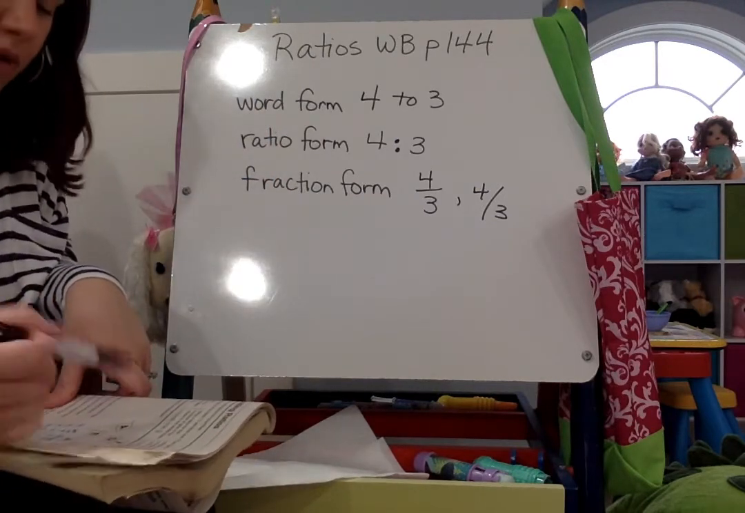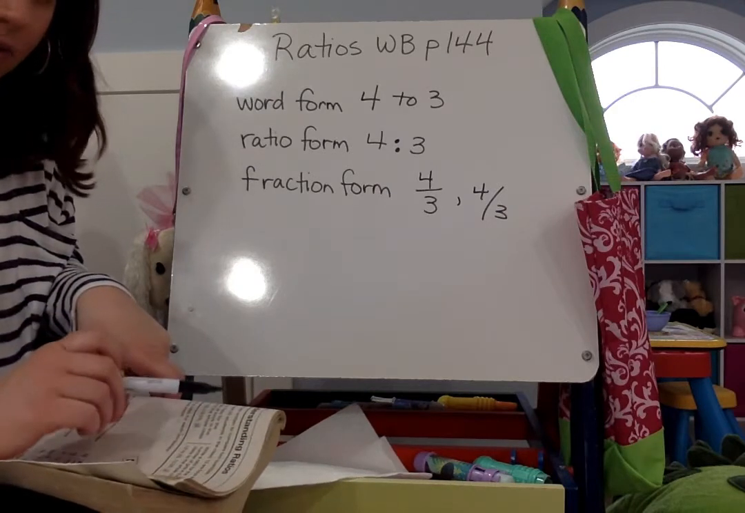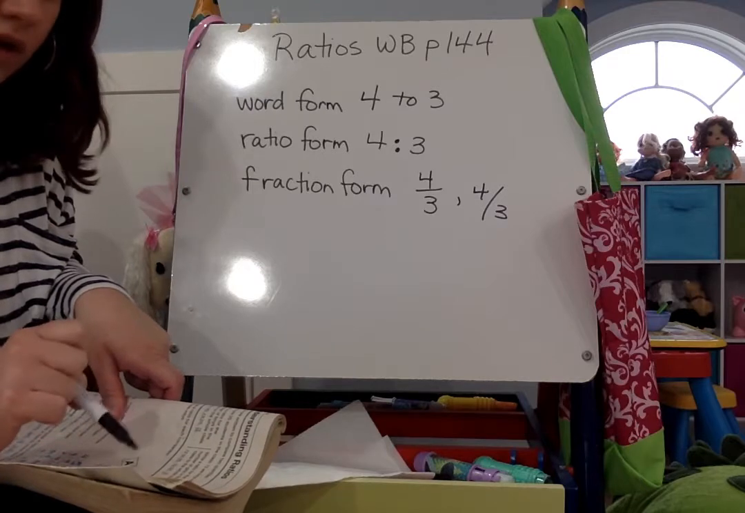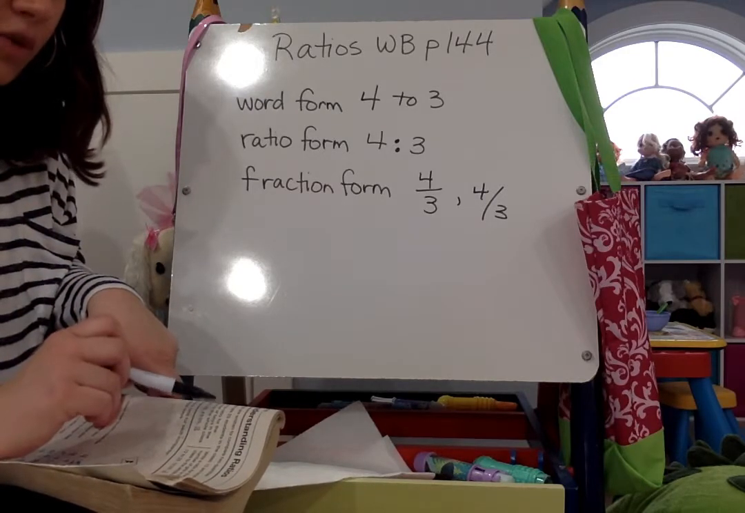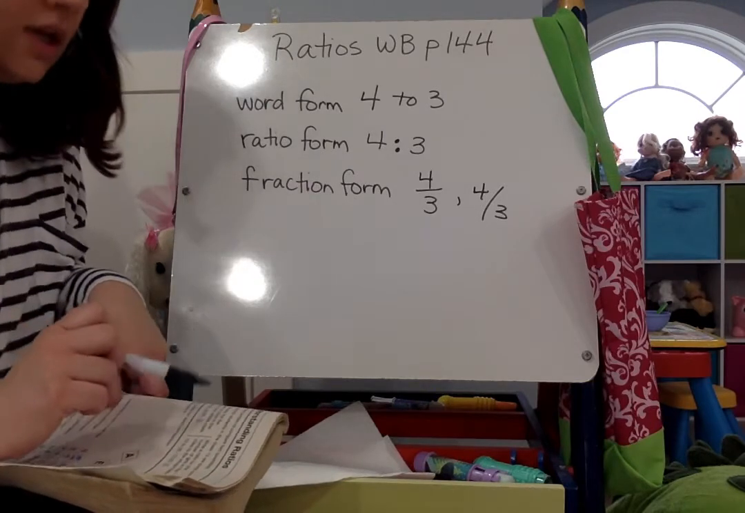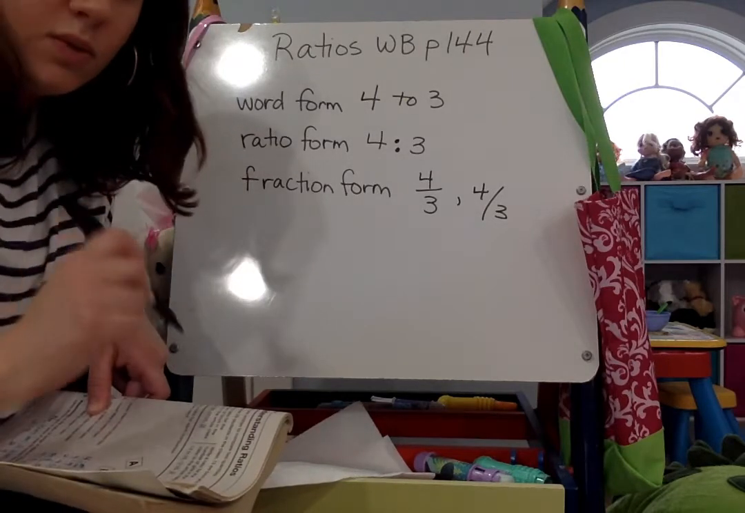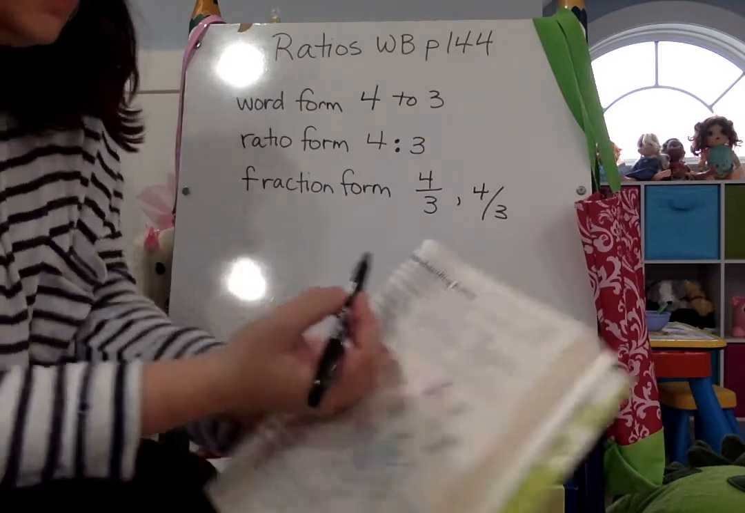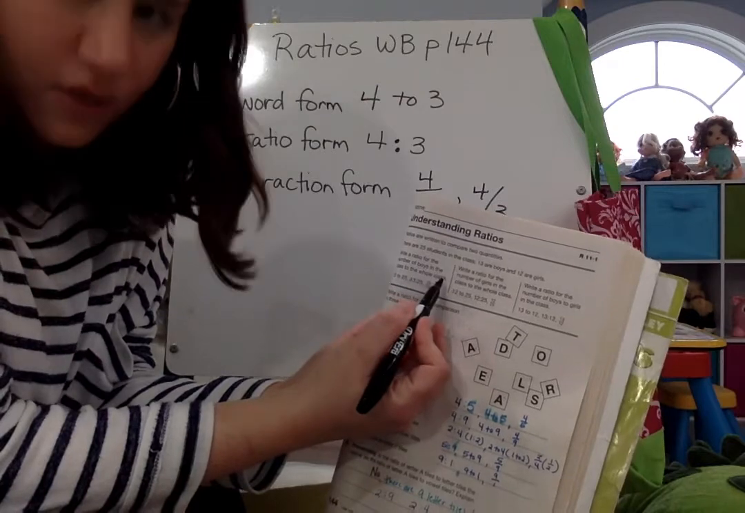Now looking at workbook page 144, I'm looking at the example at the top. There are 25 students in the class, 13 are boys and 12 are girls. So the question says, write a ratio for the number of boys in the class to the whole class. So we have to use those specific terms to be able to write the ratio. You have to do it in the order it asks you. So here it says the number of boys to the number of all the students in the class.